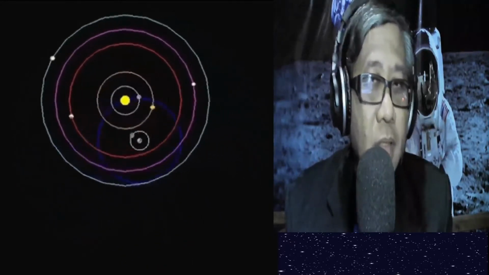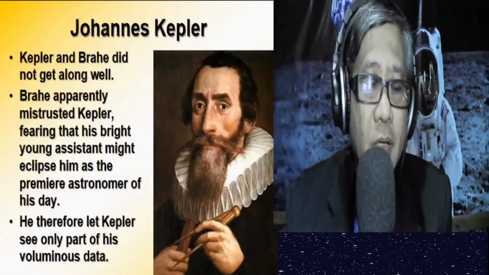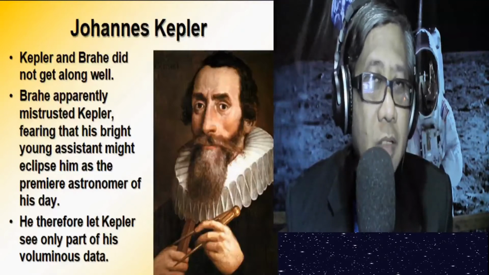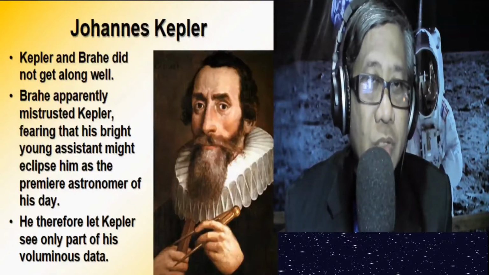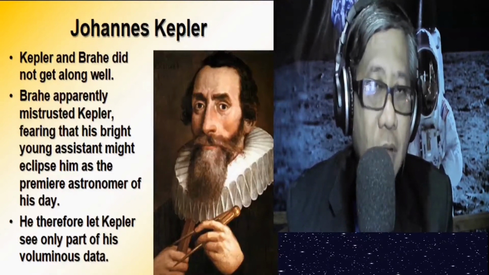Now, even though Tycho Brahe was really good in his naked eye observations, he was not good in math. So he needed some mathematical assistance to aid in his calculations. So he hired someone by the name of Johannes Kepler. But Tycho Brahe had some temperamental issues. So Kepler and Brahe did not get along really well.